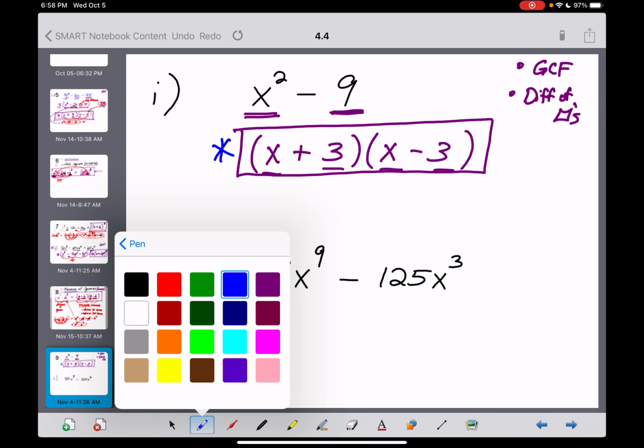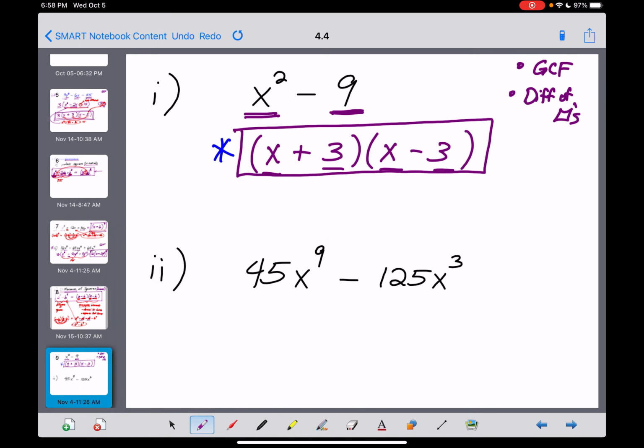All right, let's move on into this last example here. 45x to the 9th minus 125x cubed. Now, you might be a little concerned here because we said in a difference of squares, the first term and the last term both had to be perfect squares. Well, that's not a perfect square, and neither is that. But I will direct your attention back up here to this little checklist, guys. The first thing we always need to look for, I don't care how simple or how complex the factoring problem is, the first thing we have to look for is a GCF.